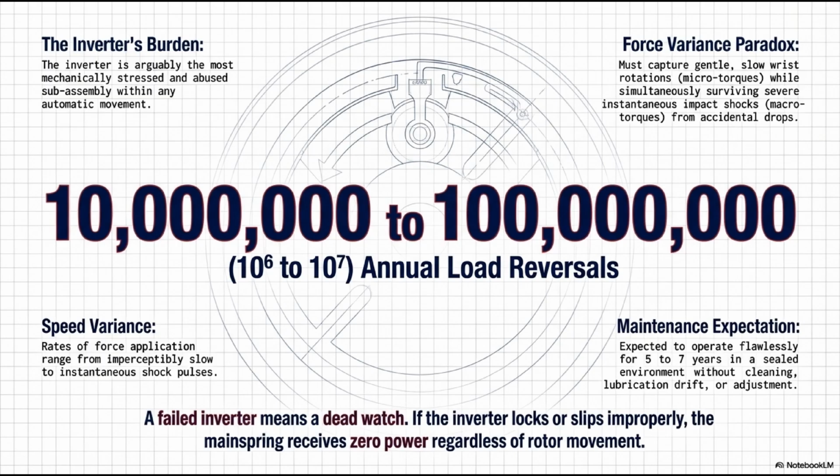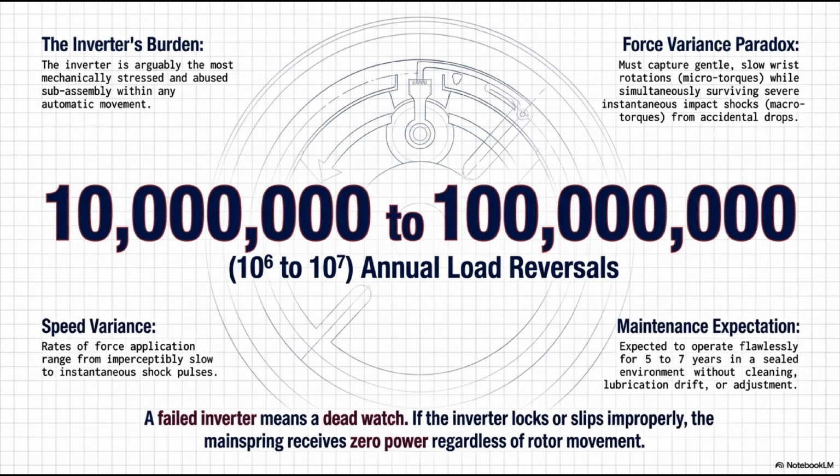It faces a speed variance nightmare. The rate of force application ranges from imperceptibly slow, lazy turns while reading a book, to instantaneous, high G shock pulses when clapping hands or playing golf. It faces a force variance paradox. It must delicately capture gentle microtorques from tiny wrist twitches, while simultaneously surviving severe instantaneous macrotorques from accidental drops that try to shear its teeth off.